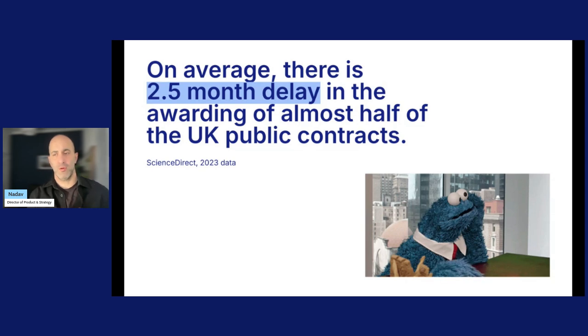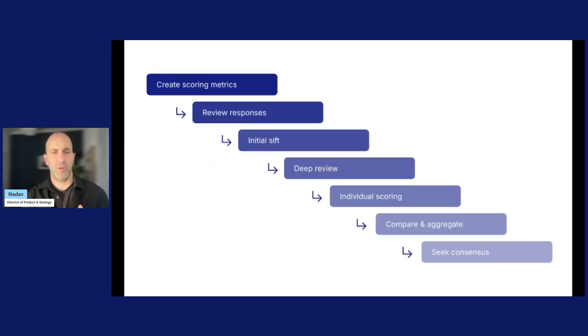If we take the process that procurement officers or procurement teams have to go through when they come to evaluate a tender submission, it's not a quick process, right? There are multiple steps. So we think here again around things like creating scoring metrics, reviewing different responses and doing an initial sift of those responses. And then from those proposals that have made it to the next step, we need to go through a deeper review of each proposal, score them individually, often by more than just one team member, only for them to then be compared against each other and aggregated in a way that helps decision makers make a call on which suppliers they would like to progress with, right?